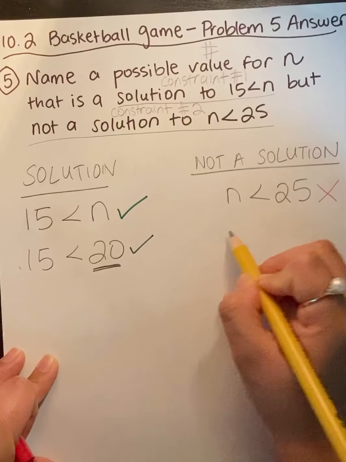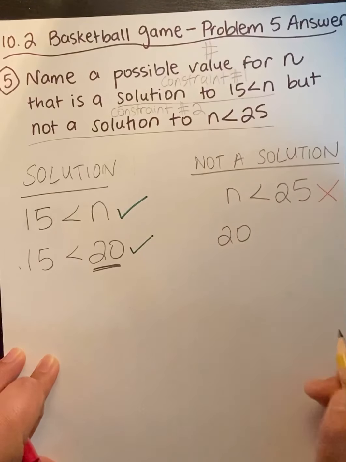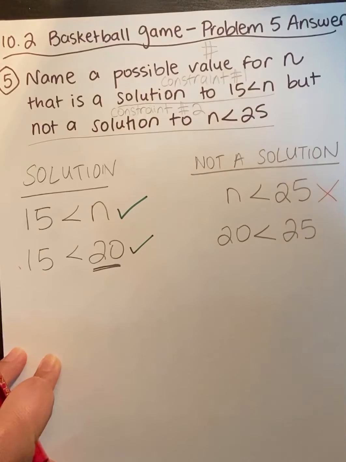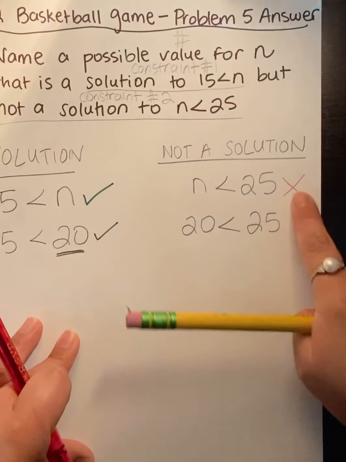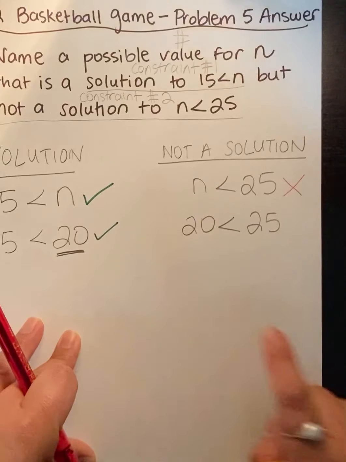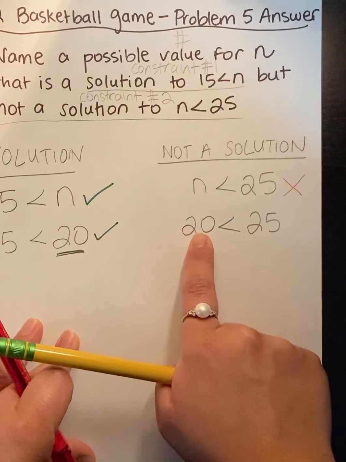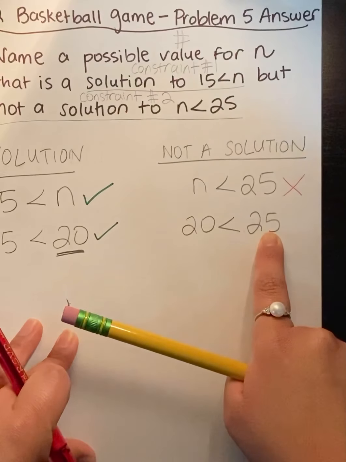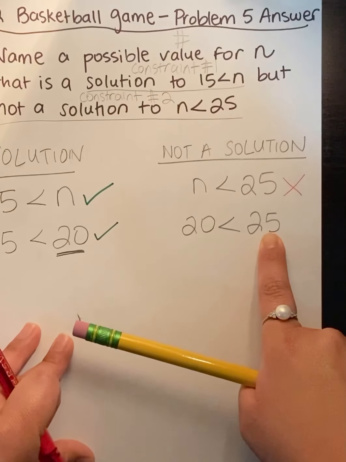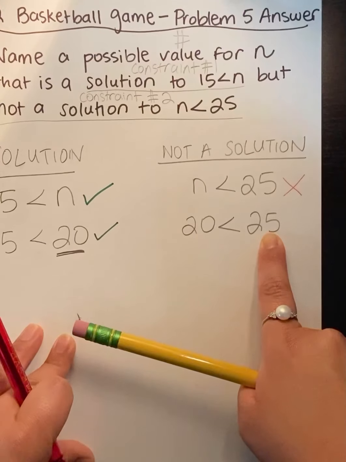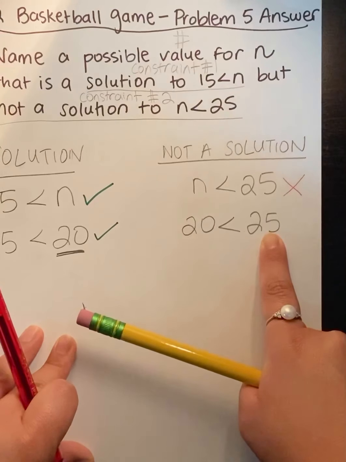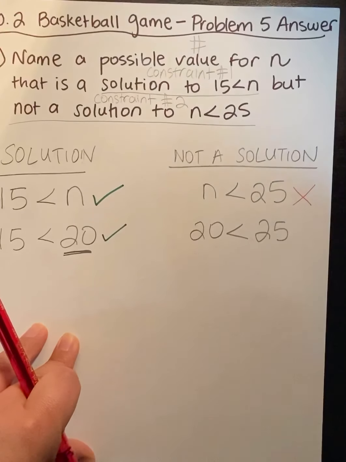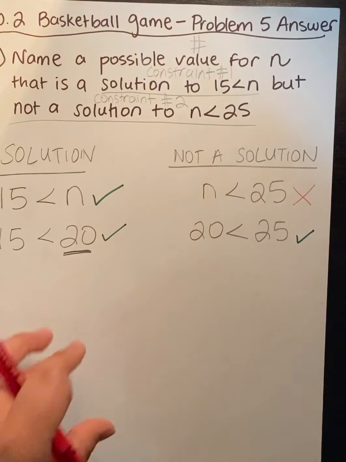So instead of writing n, I am going to write 20, and write the rest of the inequality. And remember, it needs to make it false. So let's go ahead and read it. 20 is less than 25. Is that correct? Yes, that is correct. 20 is less than 25. So I'm going to mark it as correct.